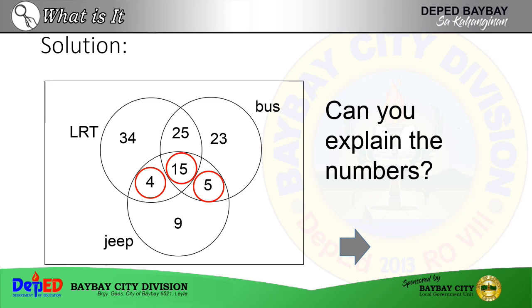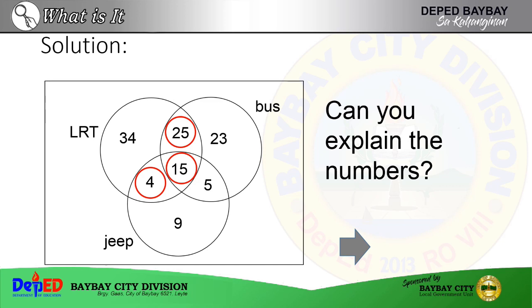Then, there were 78 students who had ridden the LRT. For this, you need to focus only on the LRT circle. Now, observe that there were already elements or data of 25, 15, and 4. Just add the 3 of them. The result would be 44. Then, to complete the 78 students, subtract 78 to 44. The answer would be 34. As you can observe, there is a clerical error, so kindly check and change. Kindly correct, instead of 28, it is 34.